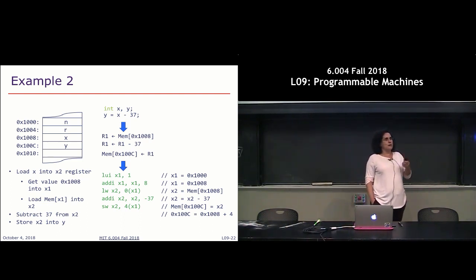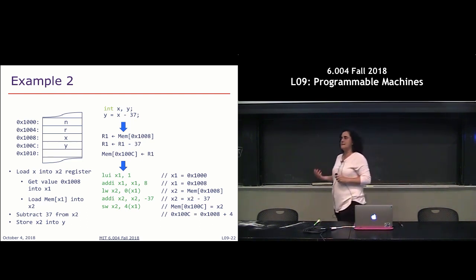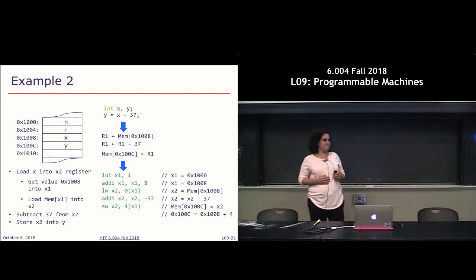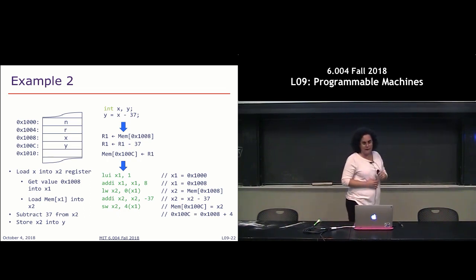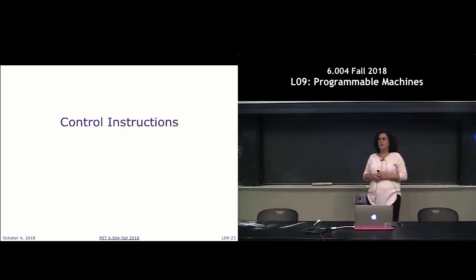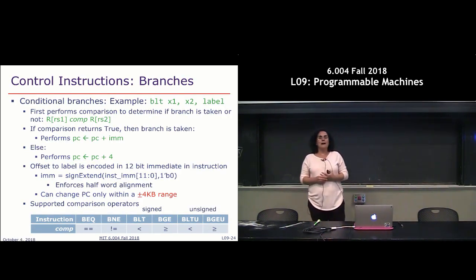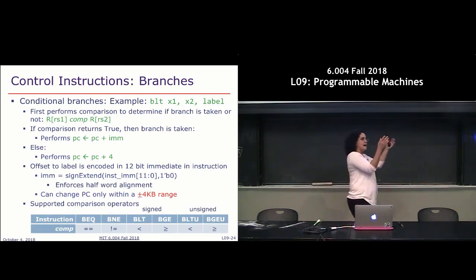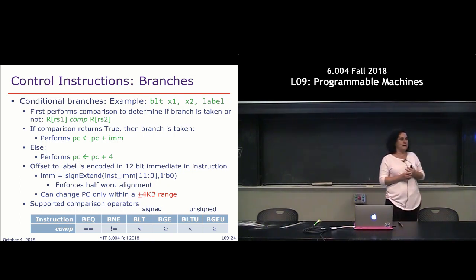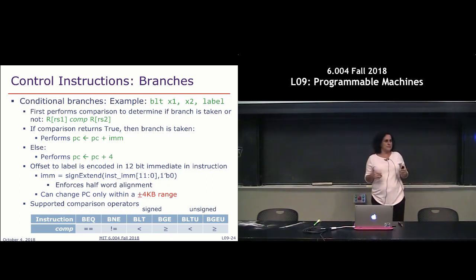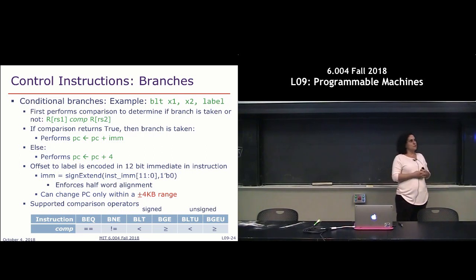So instead of doing another load upper immediate instruction, I can simply say store this into the address that's computed by taking the contents of x1 and adding 4 to it. Okay? All right, so finally, we have our control instructions. Control instructions allow you to have the PC not go just to the next instruction, but go somewhere else. And so we have two different types of control instructions.